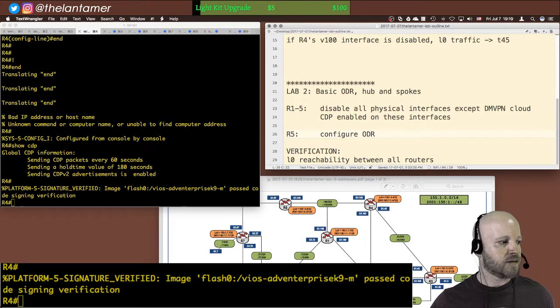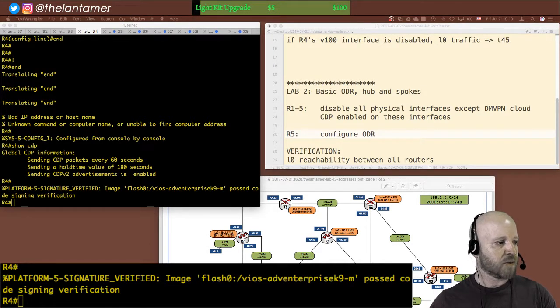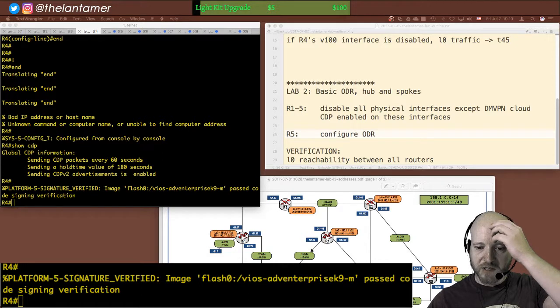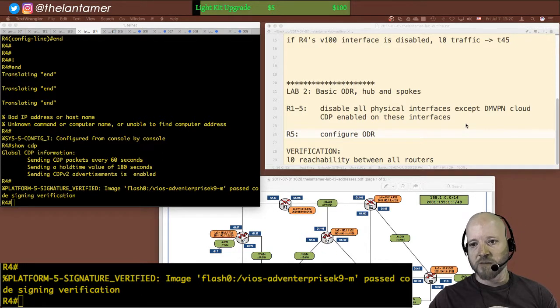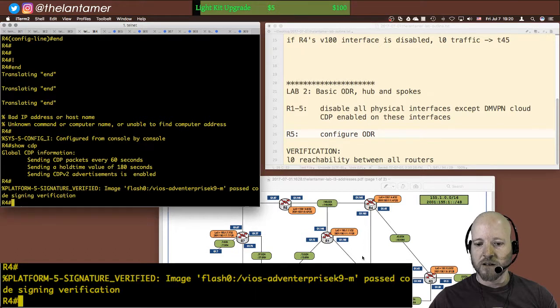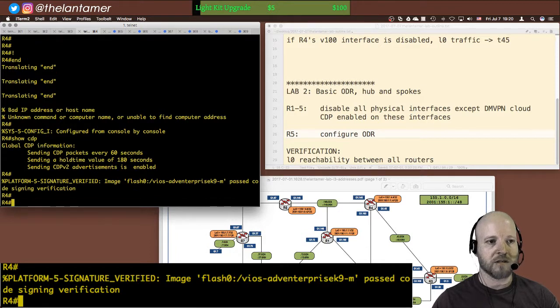But let's get right into it. We're going to be working on routers 1 through 5, so we have to disable all these interfaces. We want hub, spoke 1, 2, 3, 4, and 5. We're going to disable all the other interfaces except the DMVPN cloud. So we're just going to have the cloud here, point to multipoint. These are going to be spokes, and R5 will be the hub.